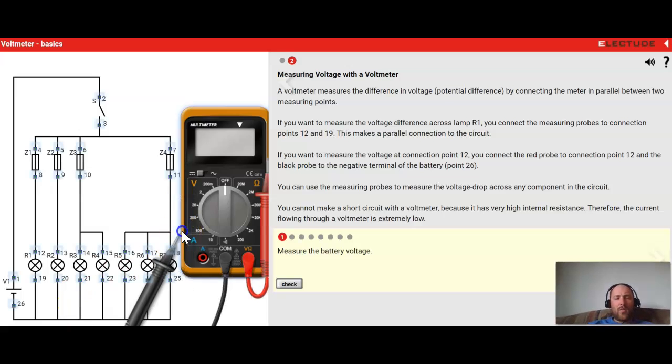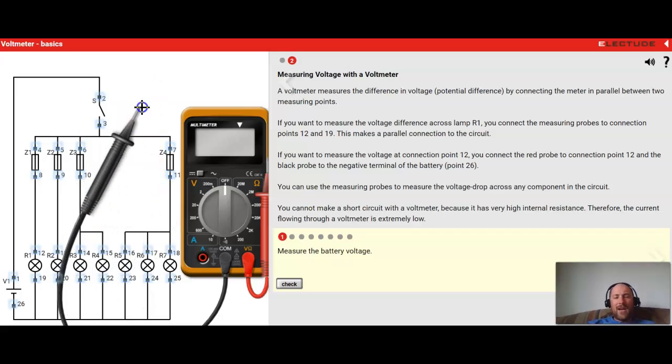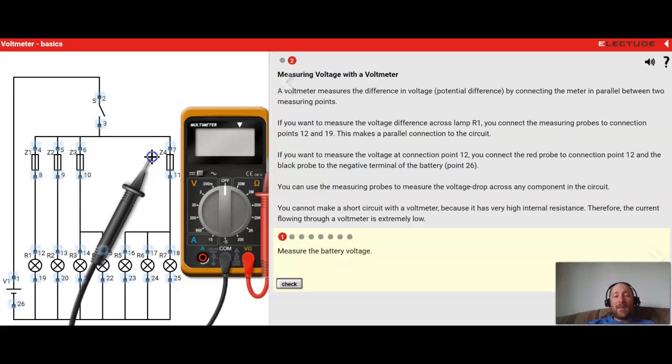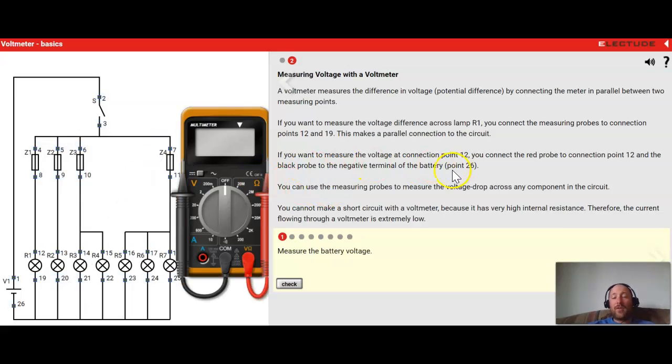So let's figure out how to do this. So we can pick these, they're called probes, and we can pick these probes up. If we read through this, it says to connect the black probe to the negative terminal of the battery.